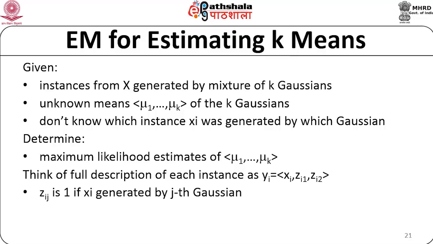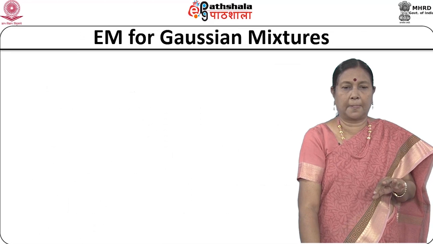So, the zi1 is 1 if, so what we are using these sets to say whether it has come from the first Gaussian. So, whether it is from j, x is 1 if xi is generated by the jth Gaussian, like that we are doing, and xi is observable and xij we do not know where it is coming from. So, it is unobservable.